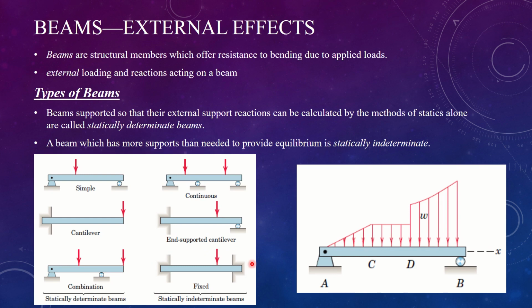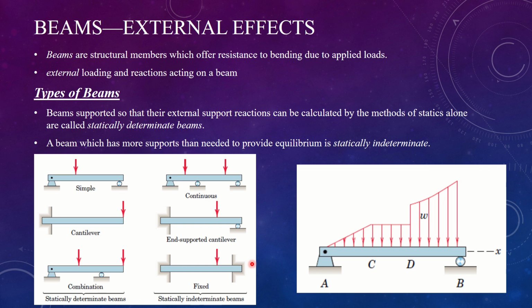Beams. Now, this is a very important part. Beams are structural members that offer resistance to bending due to applied loads. If you look around you, you have beams all around you, and their intended purpose is that no matter how much load you apply on them, they are not supposed to bend. If there is extensive loading and the beam starts to bend, this is considered a failure of your system, or a failure of the design.